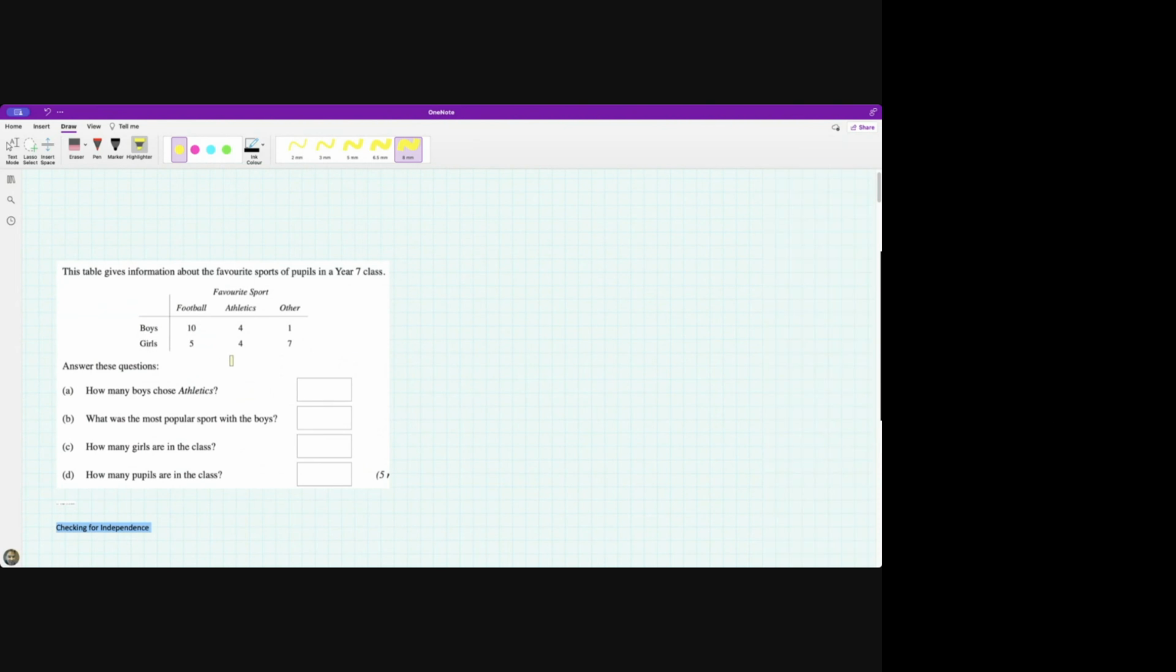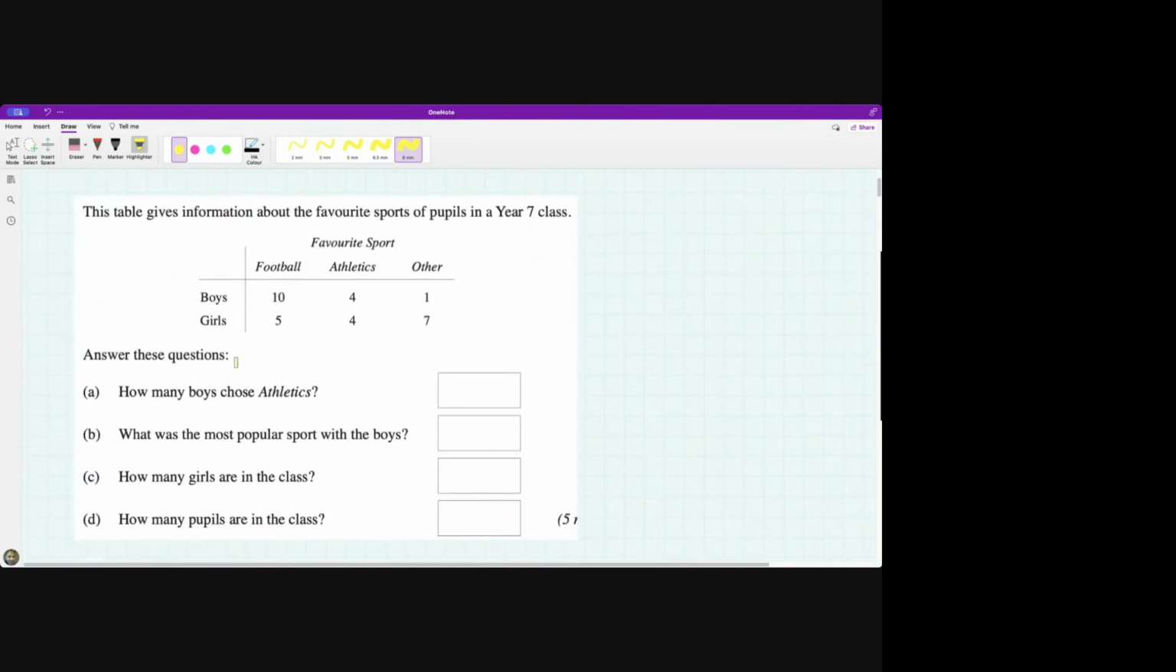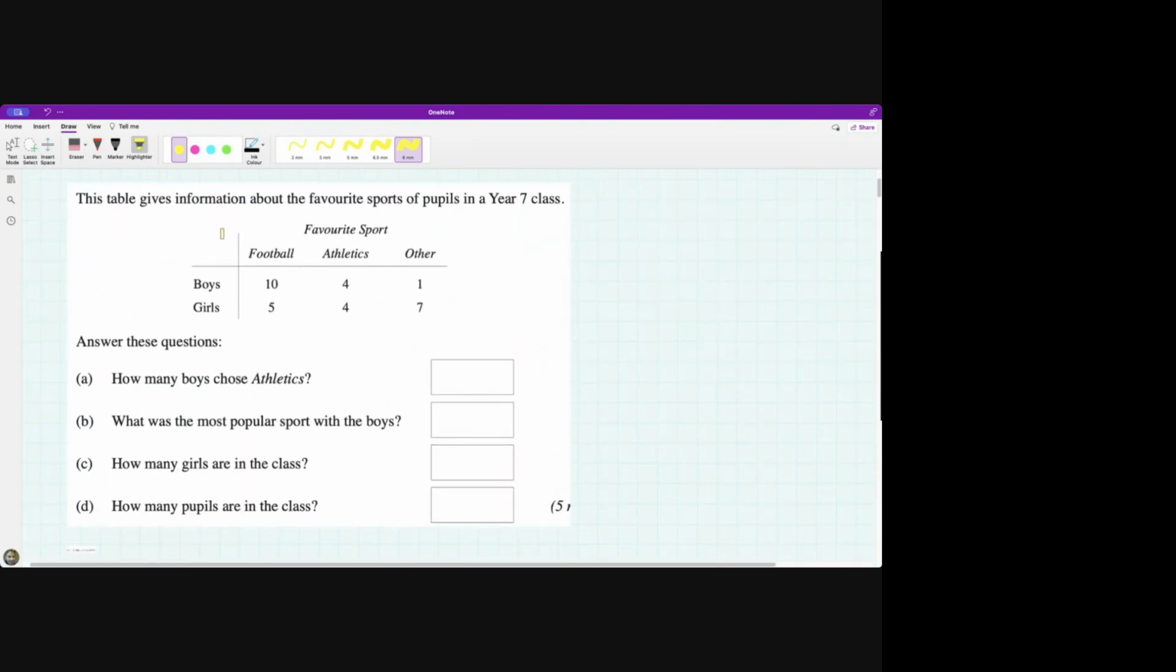All we're going to do today is start with a table. So let's have a look at this table. It says, this table gives information about the favorite sports of pupils in a year 7 class. We have boys and girls, two possible things on the horizontal. And on the vertical, we have favorite sport. So this would be gender, in fact. Let me put that in. So this would be gender, and here we'd have favorite sport.